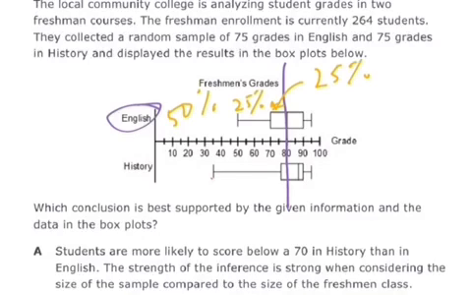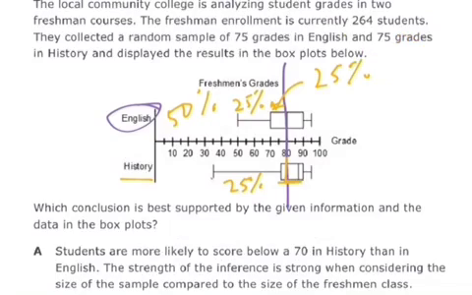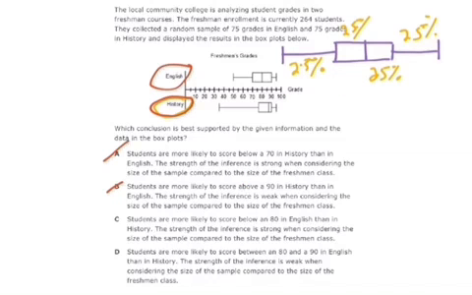Now on history, below an 80 is right here, and it's going to represent this 25%, but I don't have a full 25% that's below 80. I have just some of them. So history is not going to have as high a percent that is below 80. So if we go back to the answer, it says students are more likely to score below an 80 in English. Yes, they are, because English is 50%, and history is probably going to be more like, if I just guesstimated, maybe 30% or something. So C is the best answer so far.